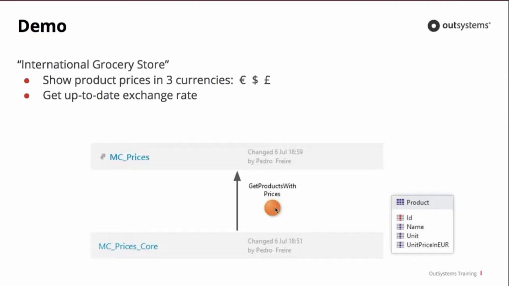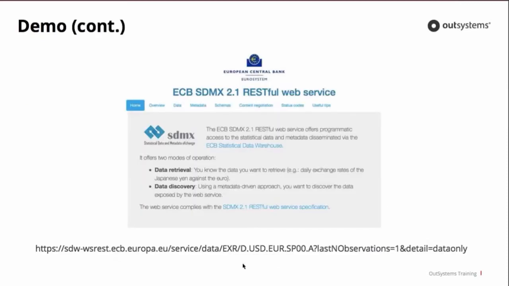The prices core module is responsible for generating the exchange rates and the up-to-date prices in dollar and pound because the database only has an attribute that specifies the unit price in euro. Unit prices in dollar and pound will be calculated by the core. Let's see the demo doing this. The service we'll be using, as explained in the demo, is the European Central Bank exchange rate RESTful service.